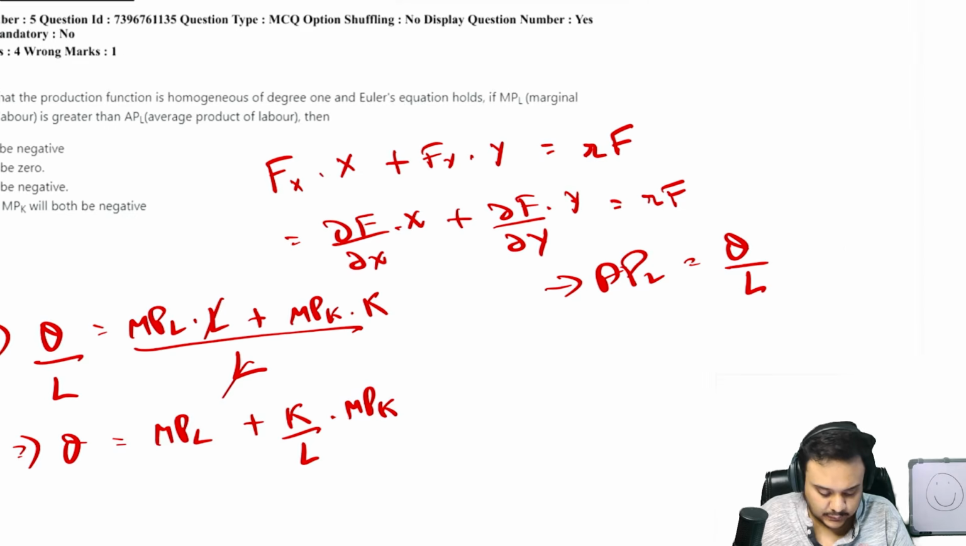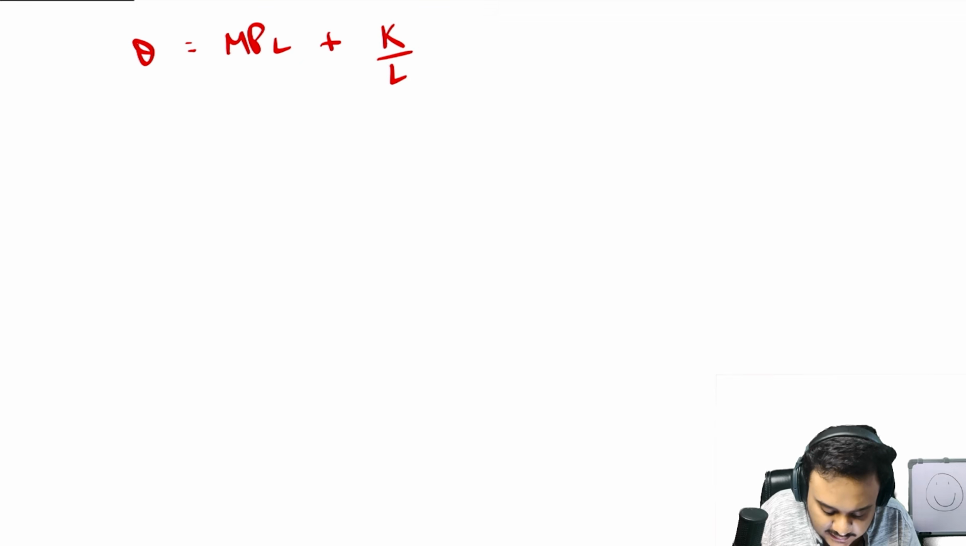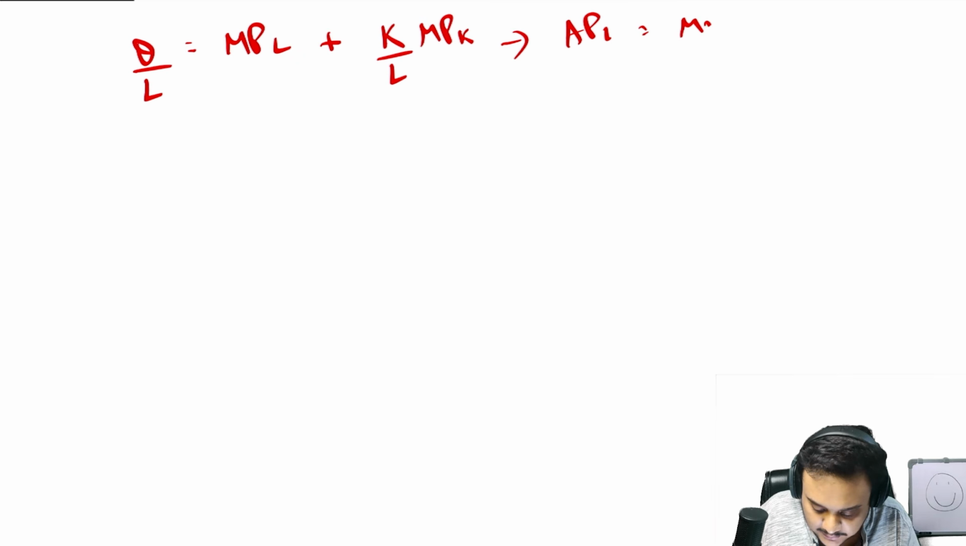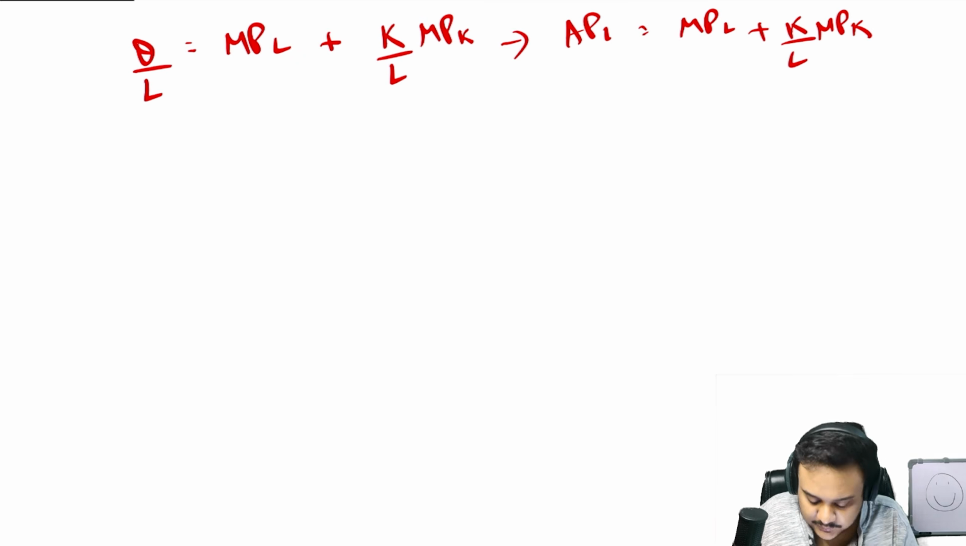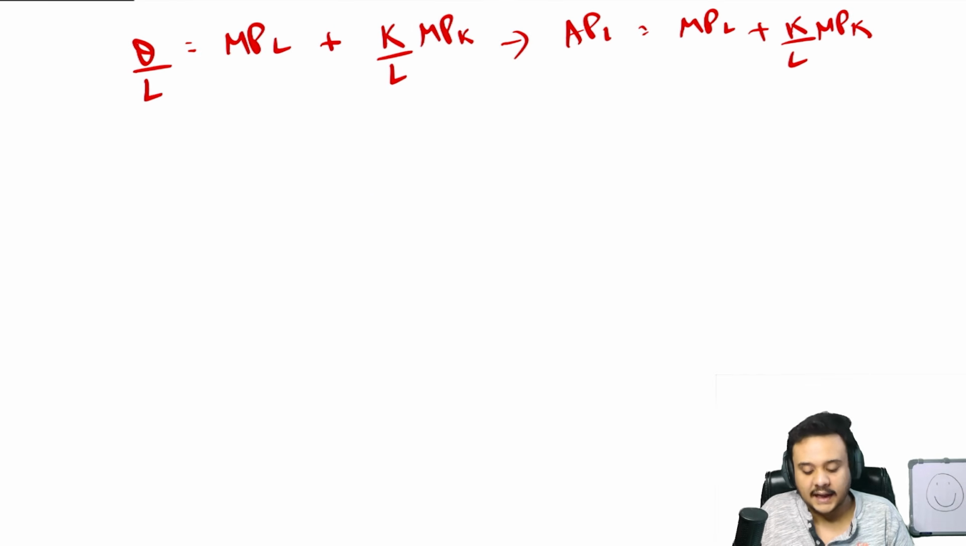Okay, so you are saying Q is equal to MPL plus K by L MPK, Q by L, sorry. So this means APL is equal to MPL plus K by L into MPK. Now what you are given in the question itself is that MPL is greater than APL. This part is greater than this.